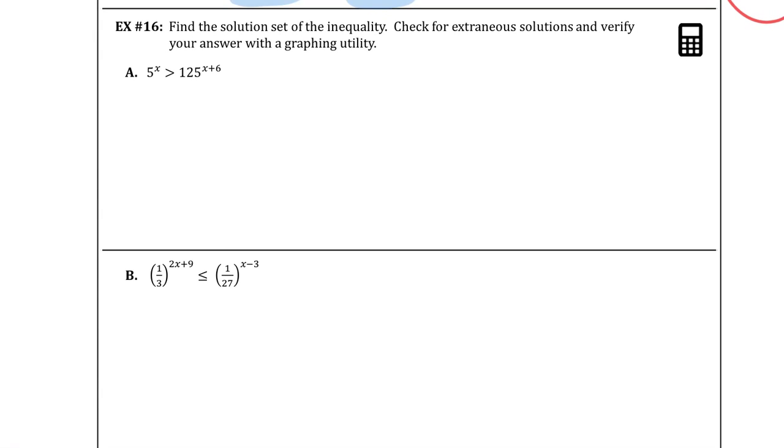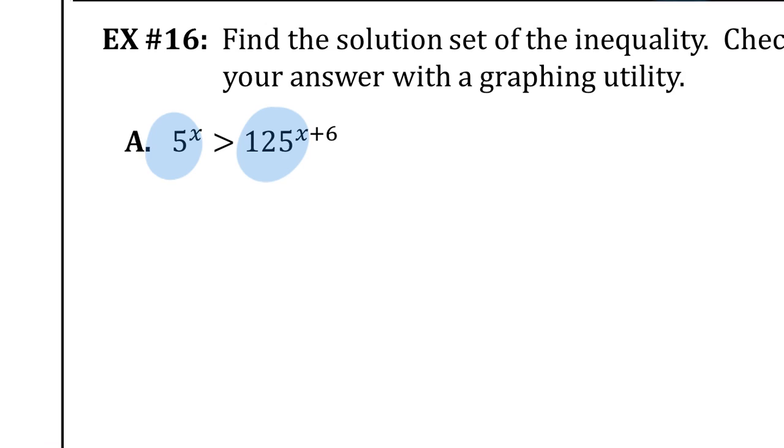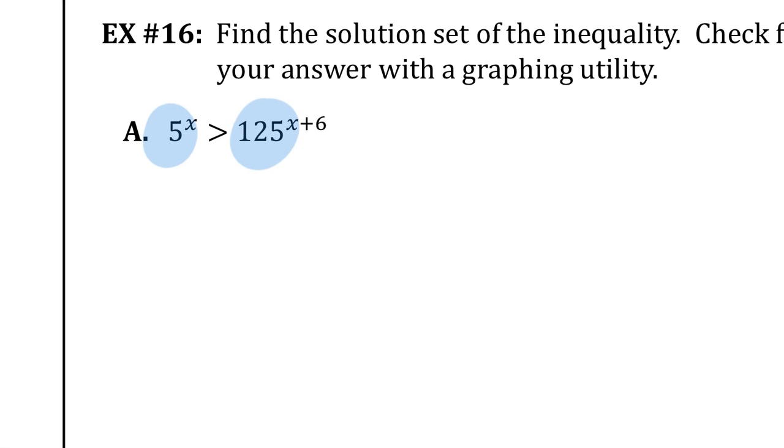So let's look at the first one. It says find the solution set of the inequality and then check your answer using a graphing utility. That would be Desmos. I'm not going to check it. I'm just going to give you the information and then you can check that using Desmos. So the first thing I'm going to look at are my bases. They are not the same. However, they can be rewritten with a base of 5. So this can be written as 5^x. It's greater than 125, which is the same as saying 5 cubed.